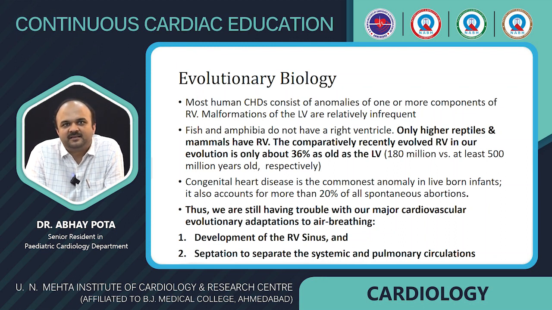So congenital heart disease is the commonest anomaly in live-born infants. It also accounts for more than 20% of all spontaneous abortions. Thus, we are still having trouble with our major cardiovascular evolutionary adaptations to air breathing, like development of the right ventricular sinus. So basically the right ventricle, we will discuss why I have written right ventricular sinus, and septation to separate the systemic and pulmonary circulations.